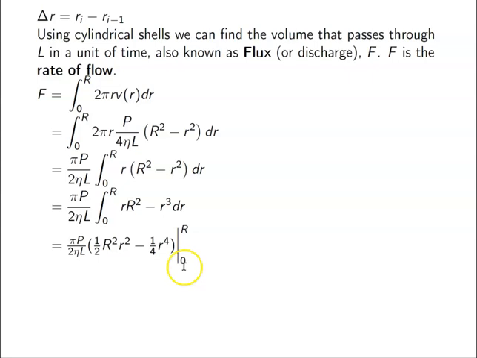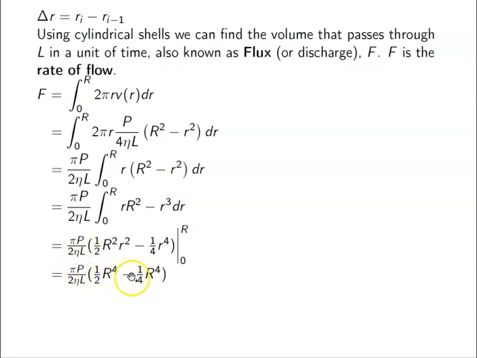So if we evaluate at 0, this R and this R make everything 0. So we really only have to plug in a large R for everything. So let's see what's going to happen here. When I plug in large R, I'm going to have R to the 4th. When I plug in large R for little r, I'm also going to have another R to the 4th. So I can do some simplifications on the inside of this bracket.